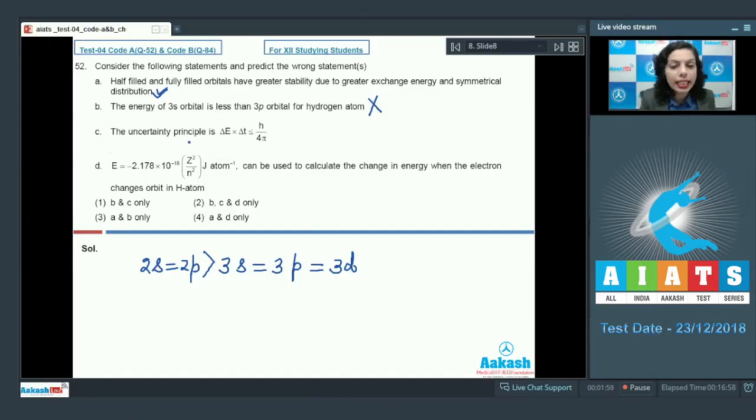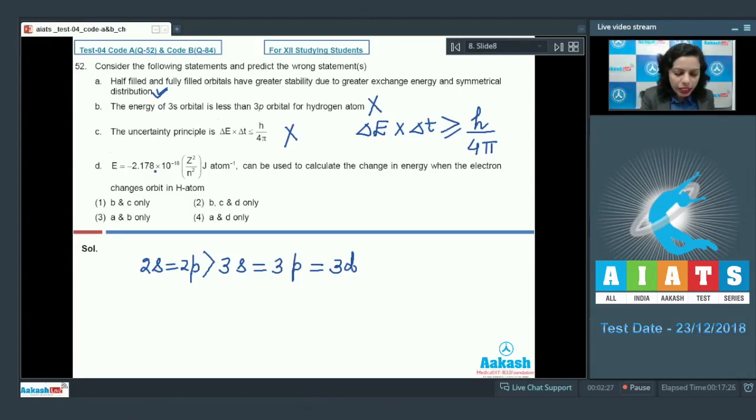Further, the uncertainty principle is delta E into delta T less than or equal to h by 4 pi. This is also a wrong statement. I'm just writing here the correct statement. The uncertainty principle can also be explained as delta E into delta T is greater than or equal to h by 4 pi, not less than or equal to. So this statement is wrong.